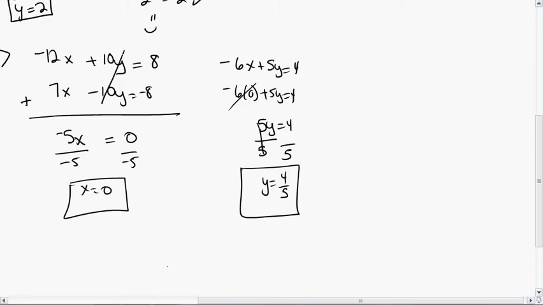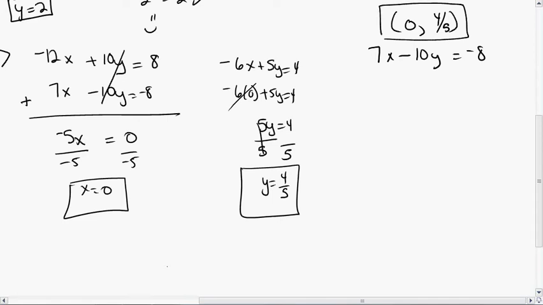Oops, this is from an earlier problem. Sorry about that. So 7x minus 10y equals negative 8. And I am checking my answer, 0, 4/5. Is this the correct answer? 7 times 0 minus 10 times 4/5. Does that equal negative 8?